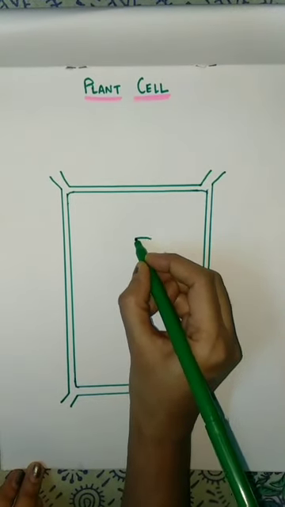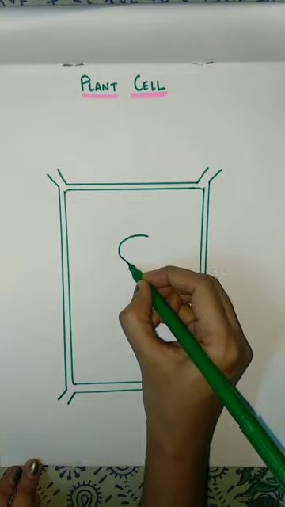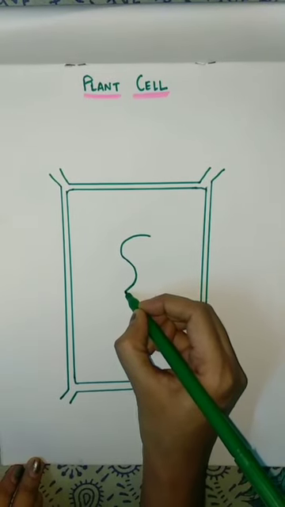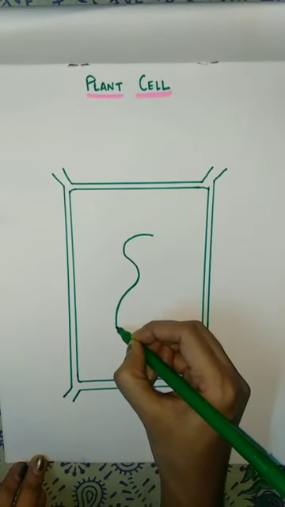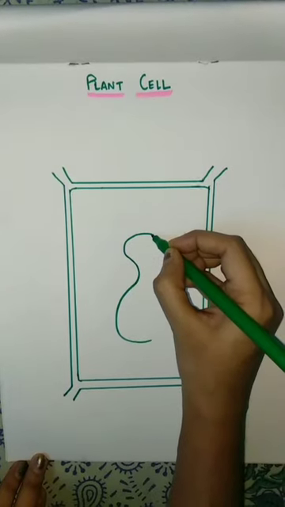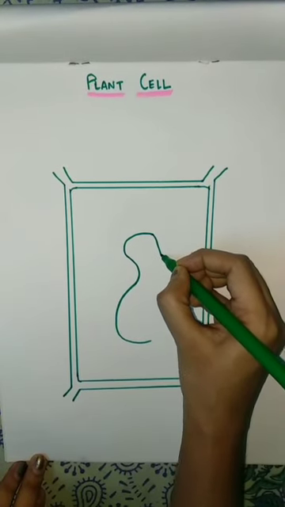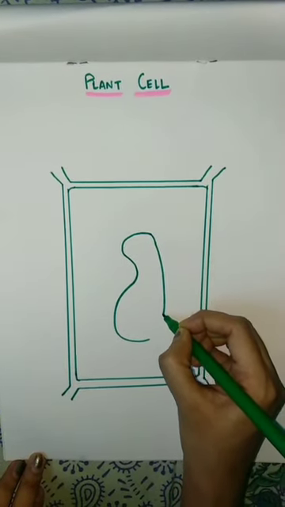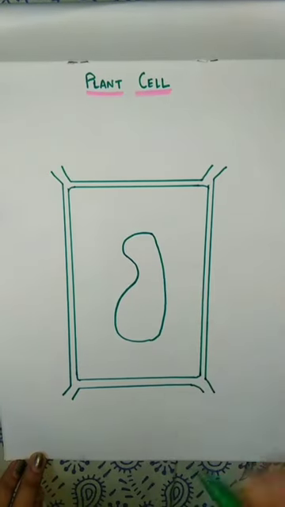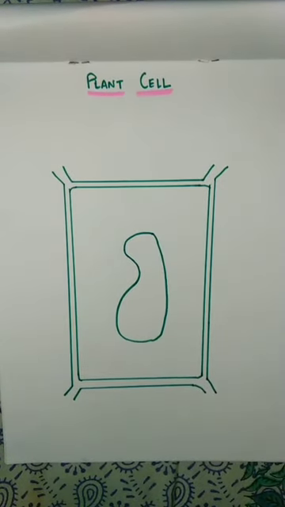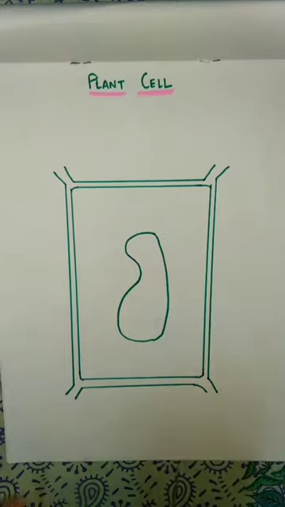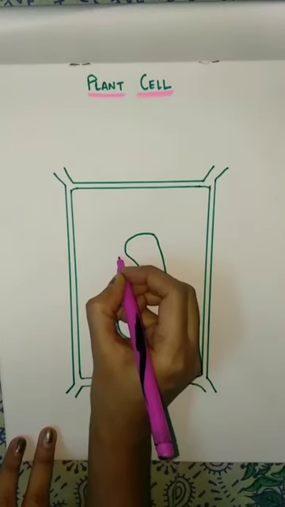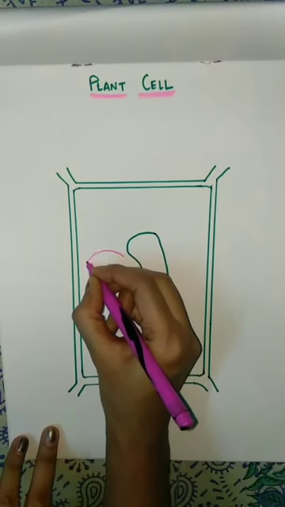Next, I will move on with the most prominent and the most important cell organelle of the plant cell, which is the vacuole, occupying nearly half of the cell. So you can see how huge it is. It is almost like a pear shape on one side and straight on the other side.